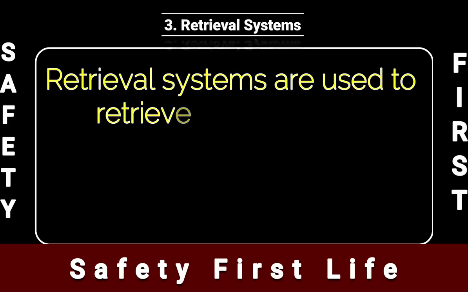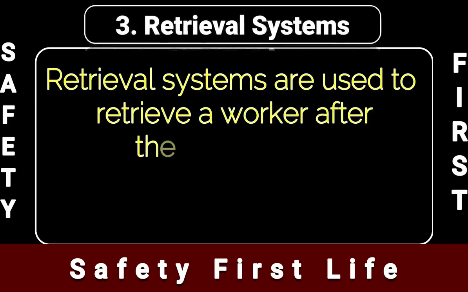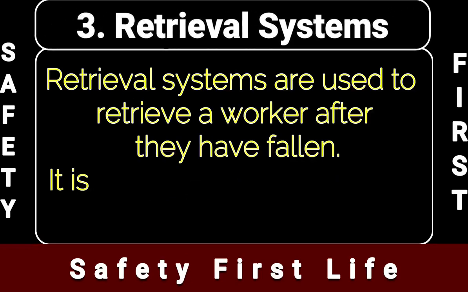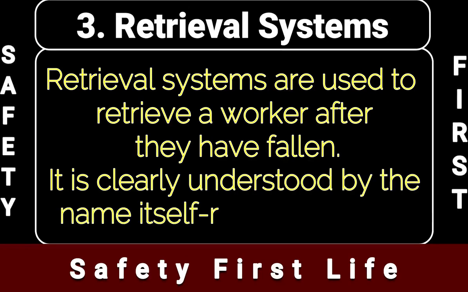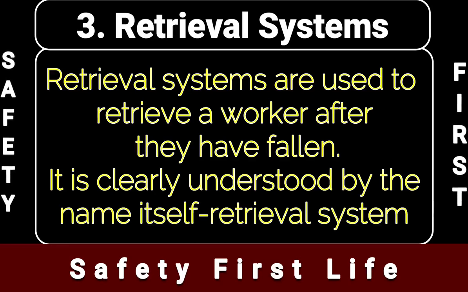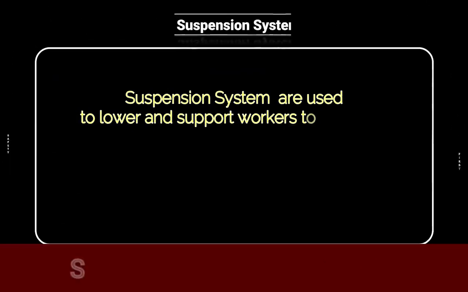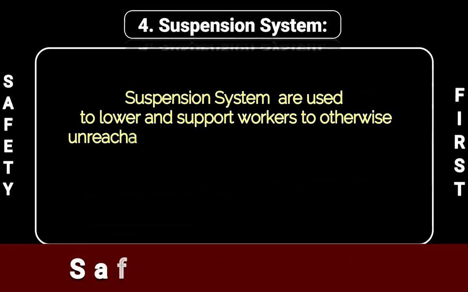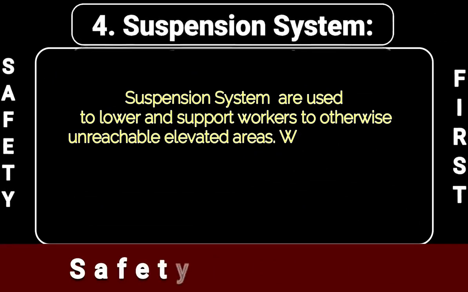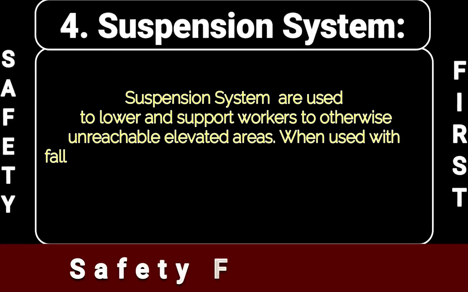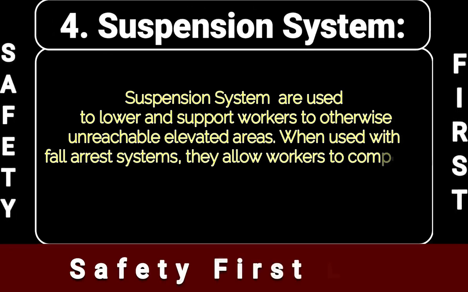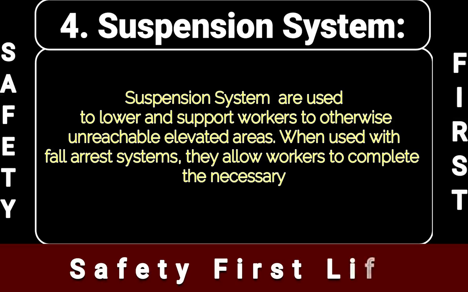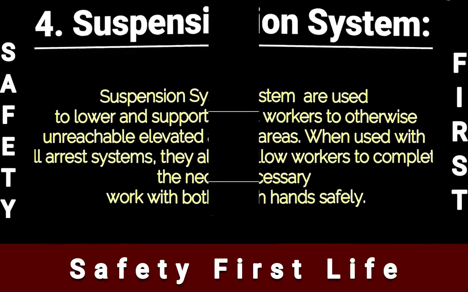Number three, retrieval systems. Retrieval systems are used to retrieve a worker after they have fallen. It is clearly understood by the name itself. And the last, number four, suspension system. Suspension systems are used to lower and support workers to otherwise unreachable elevated areas. When used with fall arrest systems, they allow workers to complete the necessary work with both hands safely.